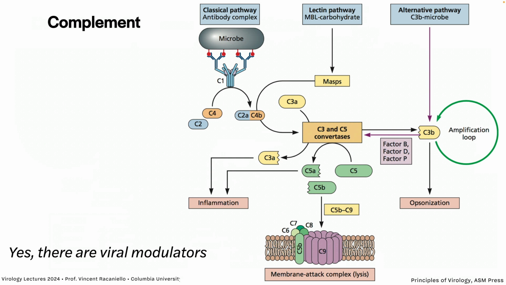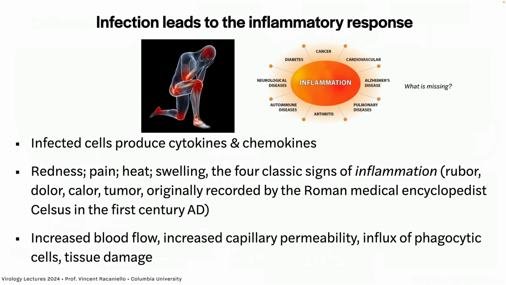And yes, there are modulators of complement because it's a very effective pathway. So all of this that I've been talking about so far is leading to what we call inflammation. The production of interferons and cytokines and even chemokines by this response system causes what we call inflammation. And you've all had inflammation, whether you're infected or not. If you hurt yourself, when you cut yourself, you get inflammation. You get swelling and redness. When you injure a muscle, you get inflammation.